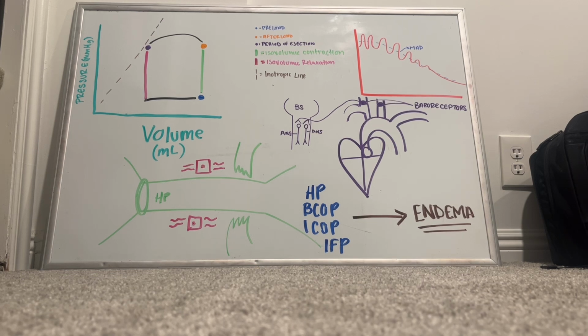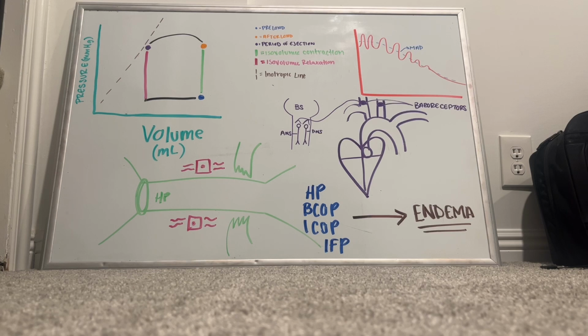The movement of fluid across the capillary wall is driven by 2 main types of pressure: net hydrostatic pressure, which tends to push fluid out of the capillary, and net osmotic pressure, which tends to pull fluid into the capillary. The difference between these two is the net filtration pressure. The 4 main pressures involved are blood pressure, or hydrostatic pressure of the capillary; blood colloid osmotic pressure, or oncotic pressure of the capillary; interstitial fluid pressure, or hydrostatic pressure of the interstitial fluid; and interstitial colloid osmotic pressure, or oncotic pressure of the interstitial fluid.